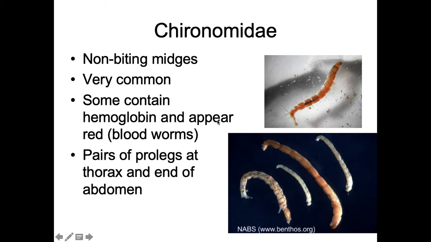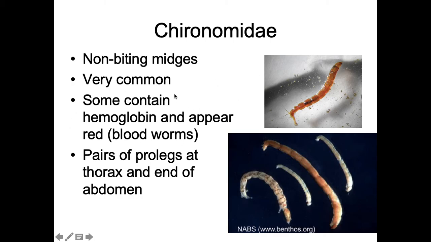Some contain hemoglobin and appear red. This is an example. Sometimes in real life they look much more red. When they preserve, though, the color leaches out of them. So if they've been in a vial in ethanol, they're not going to be red ever. They're going to be this pale, sickly white color. But if you're scooping up some mud or leaves from a pond or a stream and you see this red wiggly thing that's clearly a fly larvae and not an actual worm, it's going to be a chironomid.